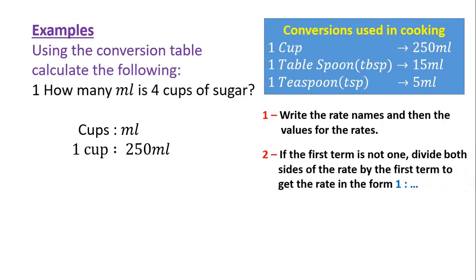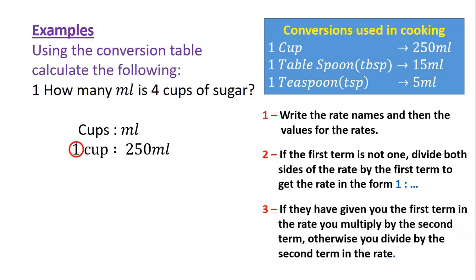Step 2. If the first term is not 1, divide both sides of the rate by the first term to get the rate in the form 1 to something. So we look at our first one, and it's a number 1, so we don't have to worry about our second step. Step 3. If they have given you the first term in the rate, you multiply by the second term. Otherwise, you divide by the second term in the rate.